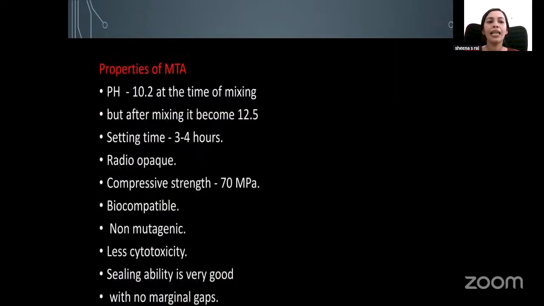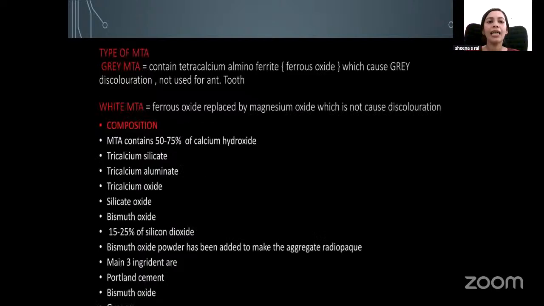And what is the difference between gray MTA and white MTA? You can see in the first line, gray MTA contains ferrite. Please keep in mind, tetracalcium aluminoferrite is the component that is responsible for causing the discoloration.